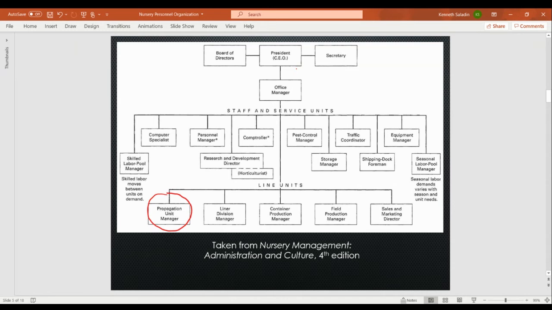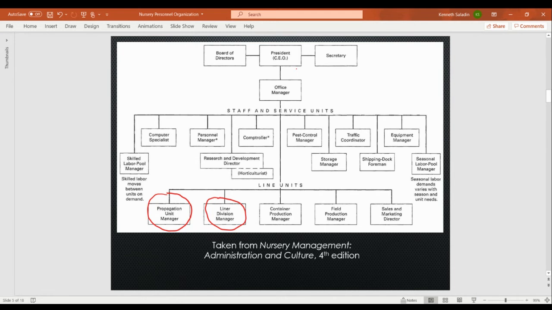Okay, then we have another manager called the liner manager. So the propagator creates or makes propagated plants, and they eventually come under the care of the liner manager. The liner manager is going to be in charge of small plant culture. They'll be taking those small liners that come out of propagation and growing them into larger liners that will eventually either be put into containers or lined out, planted in the field. So that position is called a liner manager.